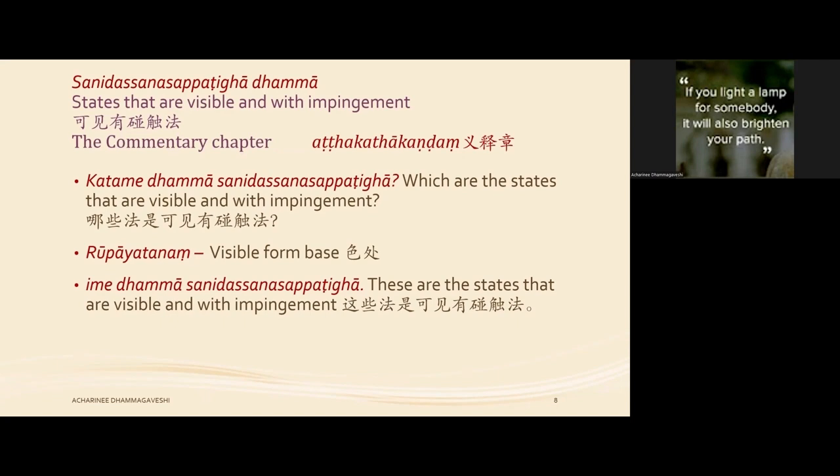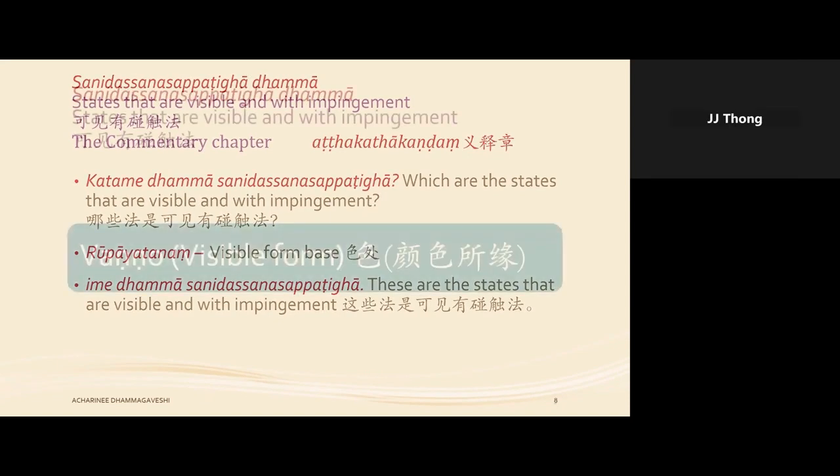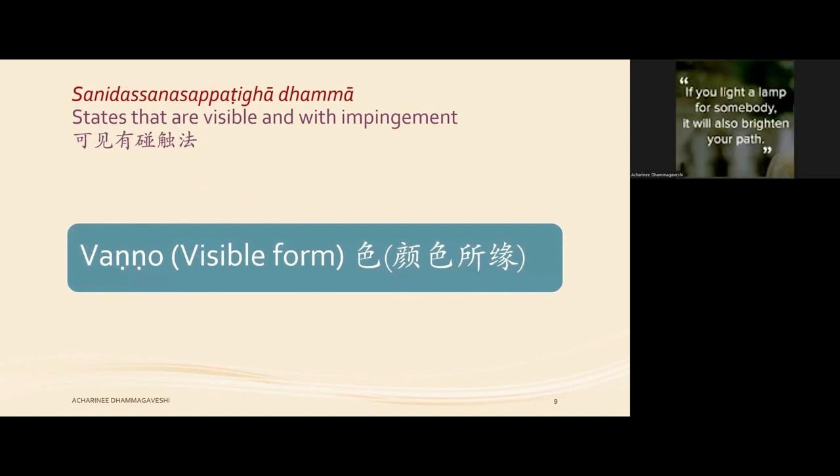Now let's look at the Atthasālinī, the commentary chapter description. Here again there is absolutely no difference between the two descriptions because it's very clear. There is nothing to be expounded further. The answer is Rūpāyatana, visible form base. So they have extracted the same description and stated it here under the commentary chapter. So the analytical state classified under Sanidassanasappaṭighā dhammā, states that are visible and with impingement, is one: visible form.